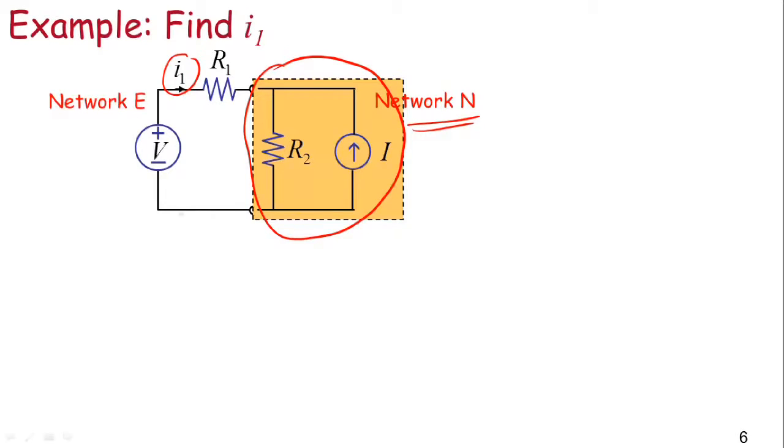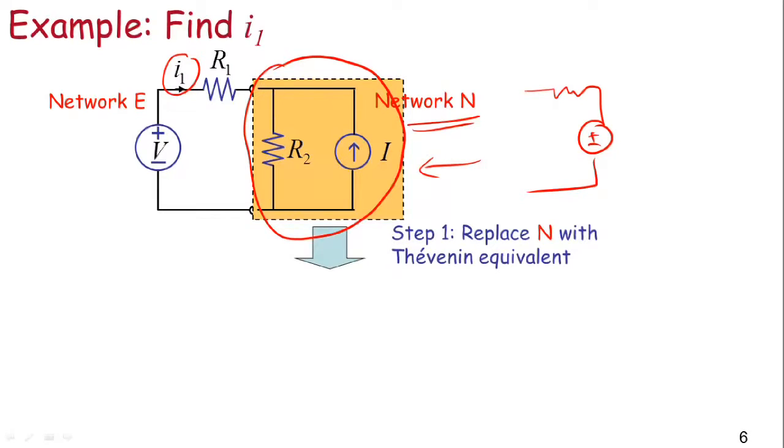And then I'm going to view the network on the left-hand side, the voltage and resistance, as the network E. The reason I'm going to do that is, notice that if I replace network N with a Thevenin equivalent, which would be simply a resistance and a voltage, the resulting circuit would be very simple to analyze because it would have a pair of voltages and a pair of resistances in series. Let me go ahead and find the Thevenin equivalent for network N in step 1 of the Thevenin method.